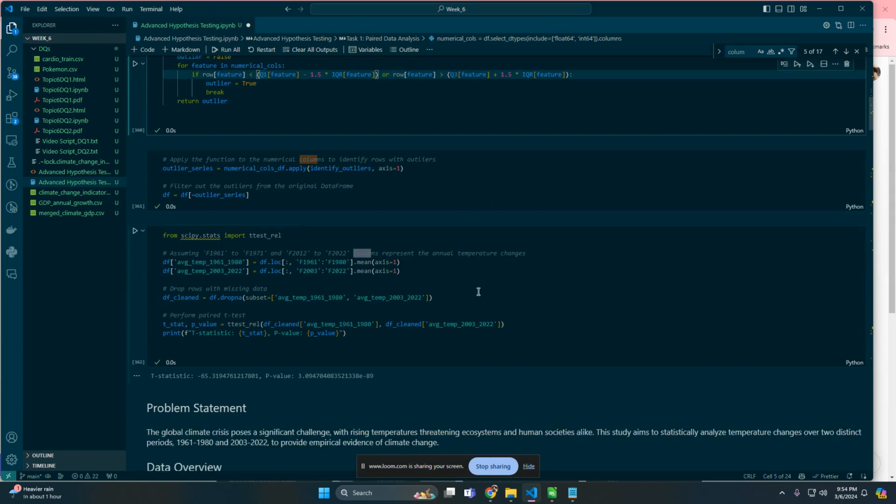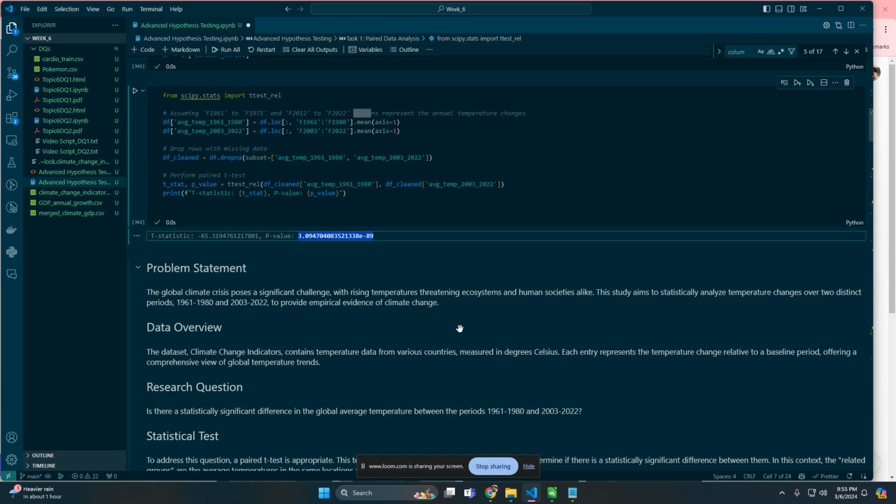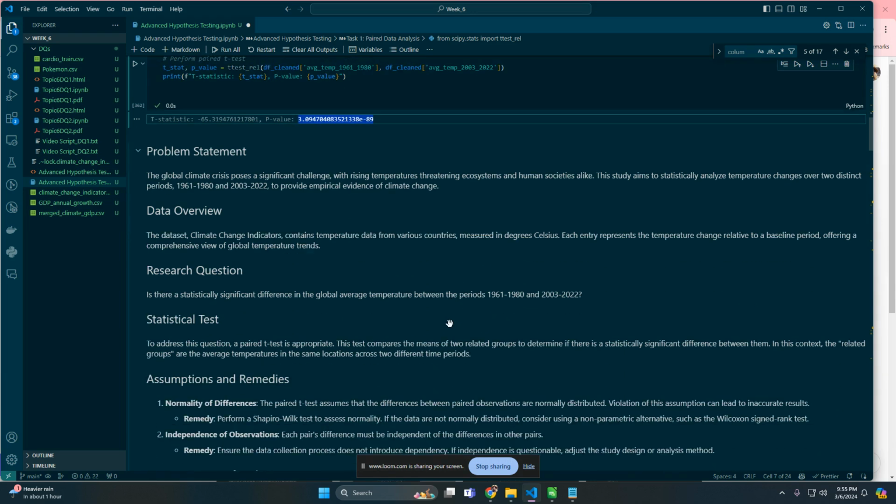It's kind of chunked, but I ran this test and I got some wild results, which was a t-statistic of negative 65 and a p-value of, gosh, I don't even know how small that is. Really, really small. So it's a highly significant increase in global temperatures, which really drives home that climate change is a reality in our world, right? We know that climates are changing.